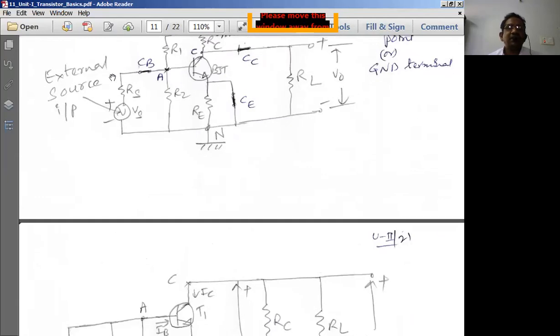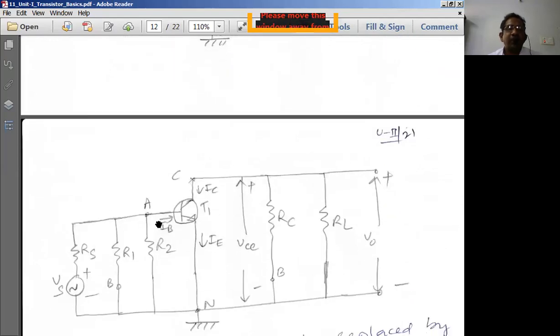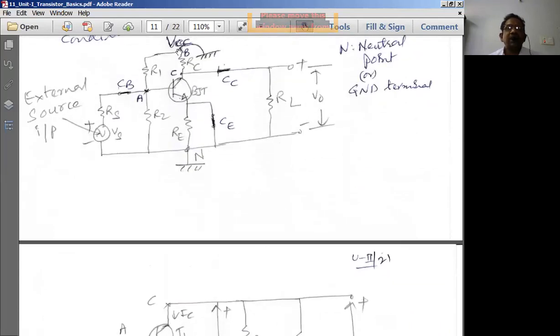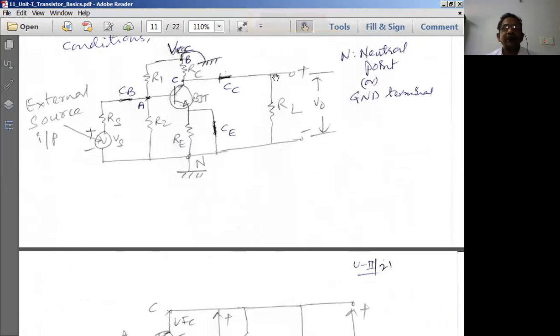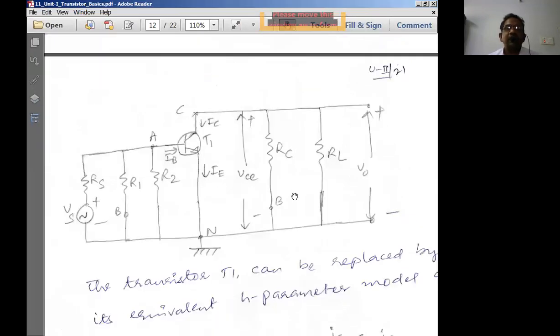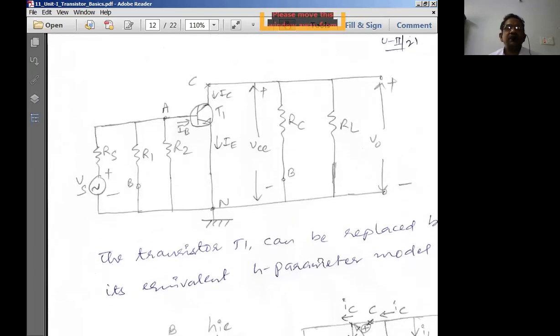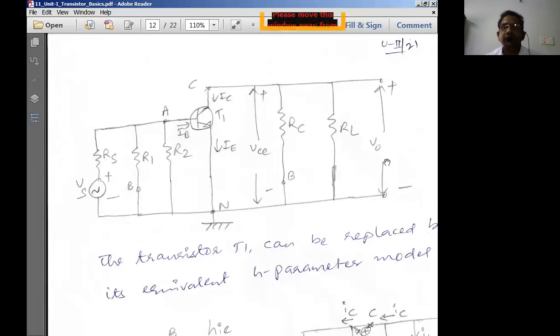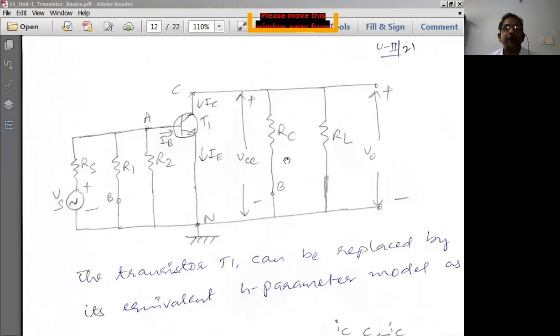What is Rs? Rs is the internal resistance of the voltage source Vs, and this is connected across A and the ground, A and the neutral point. Across A and neutral point, there is a source. And RC is simply the output resistor. RL is connected between the collector and the ground, the neutral point. So RL is connected between these two. Now this is the AC equivalent circuit which we have over here.